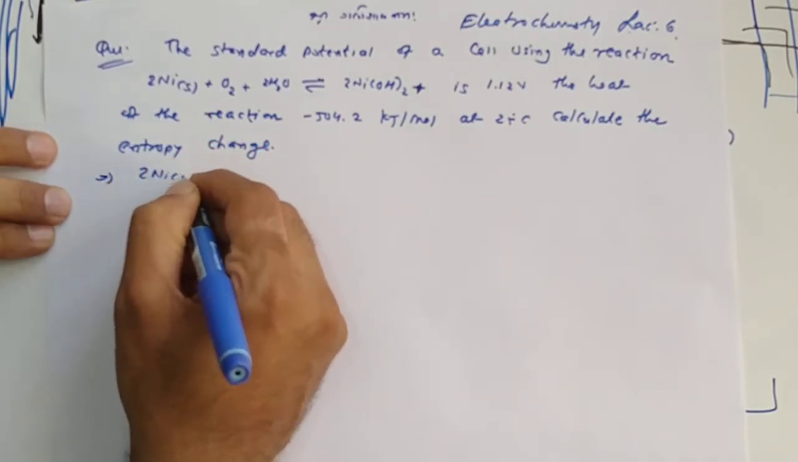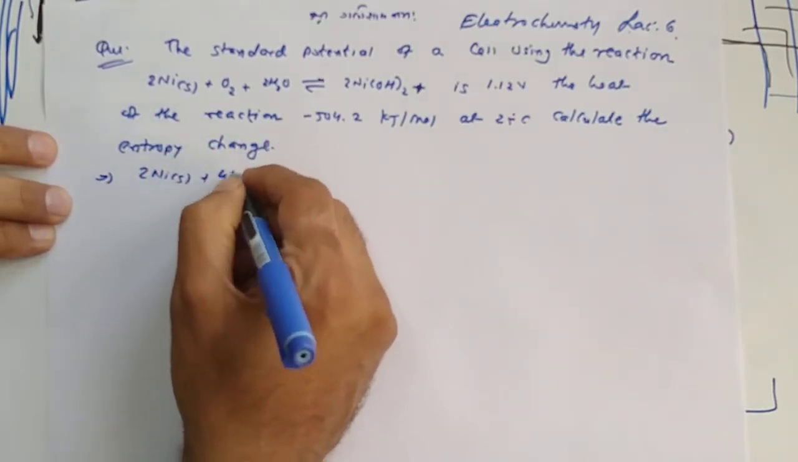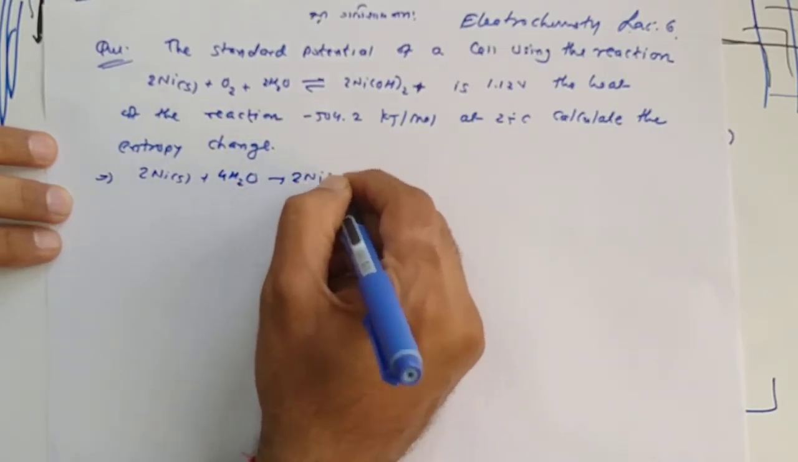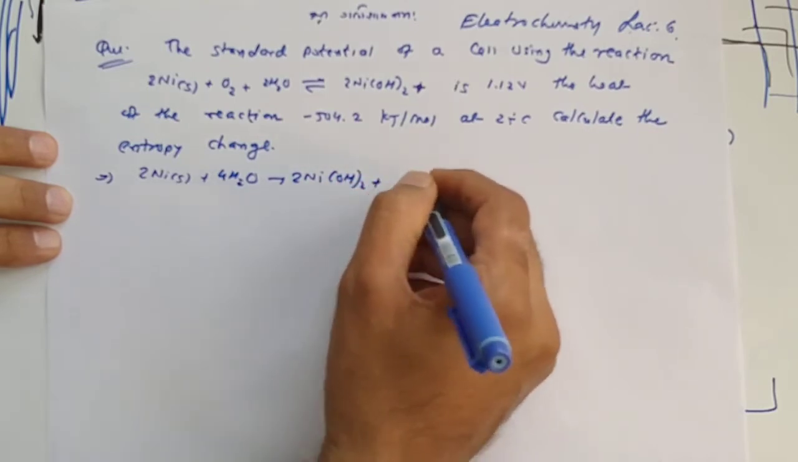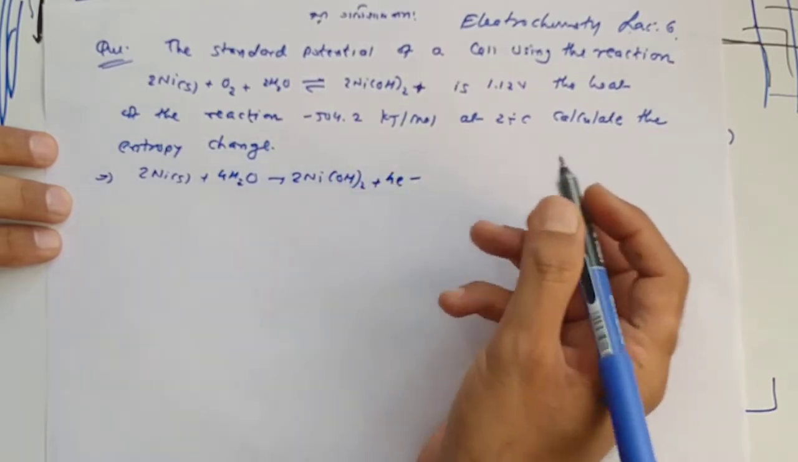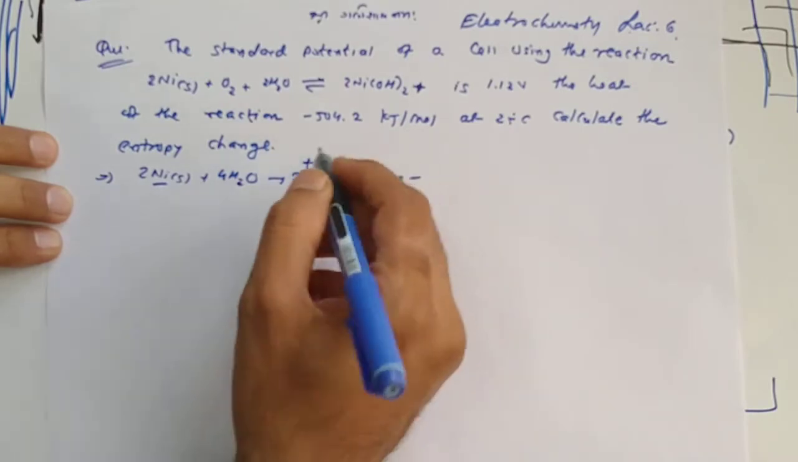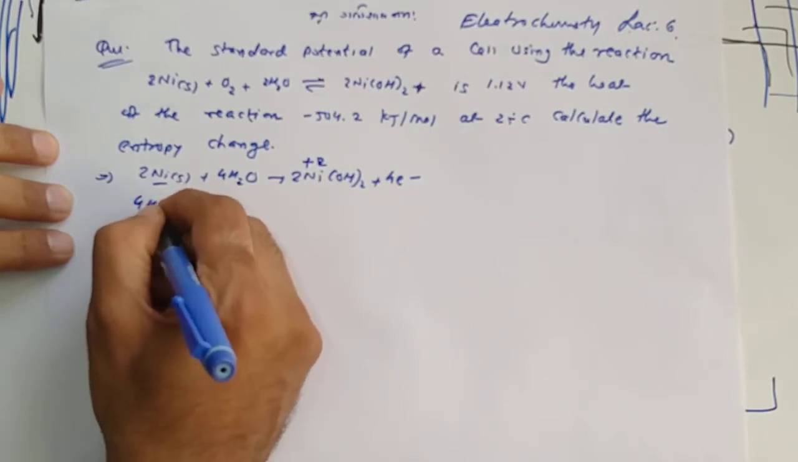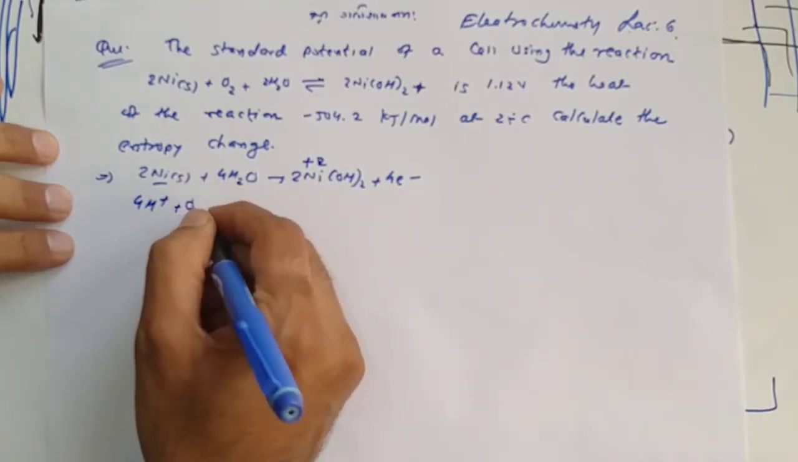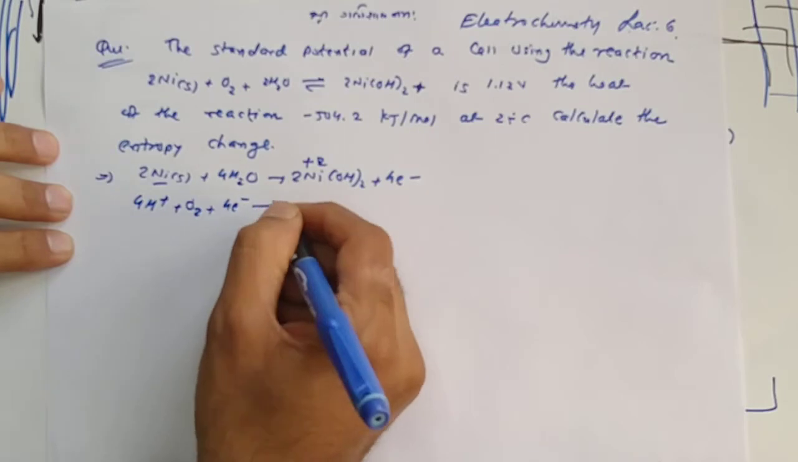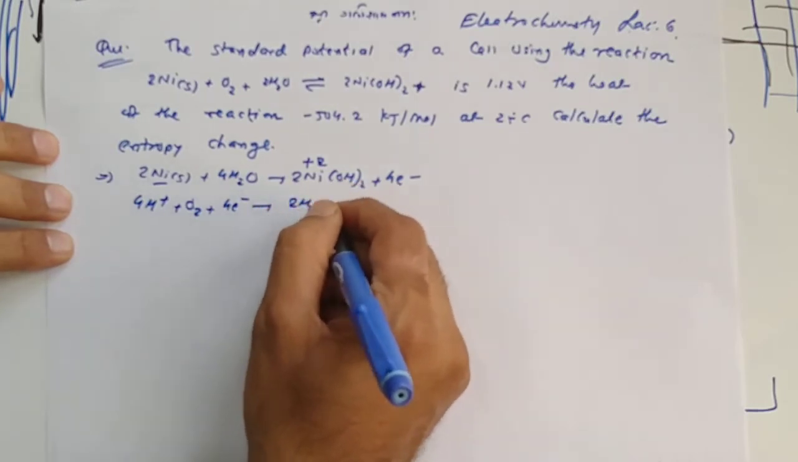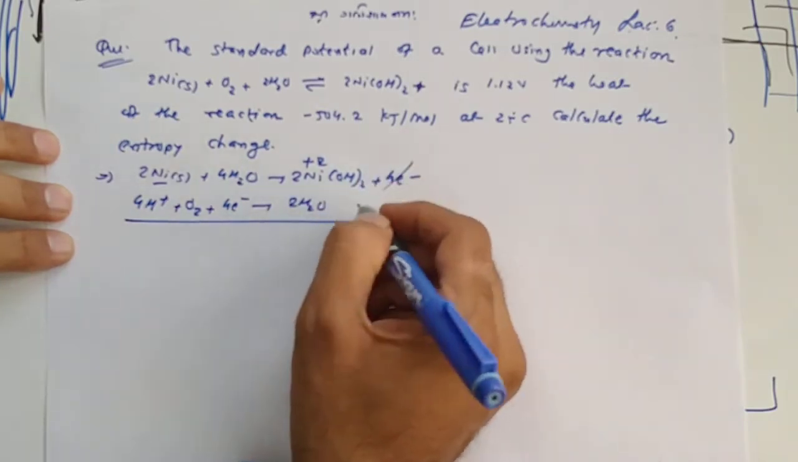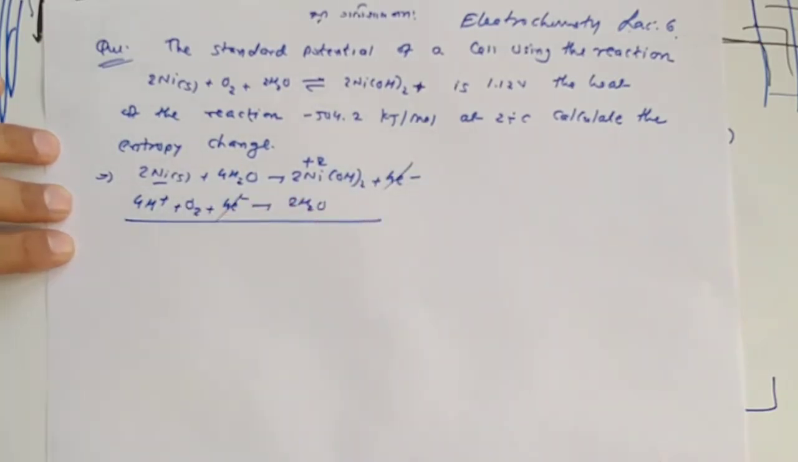2 Ni solid plus 4H2O gives 2 Ni(OH)2 and releasing of 4 electrons. Why? 1 nickel loses 2 electrons, so 2 nickel loses 4 electrons, and on cathode 4H plus, O2, 4 electrons gives 2 H2O. Understood? Here the change in electrons during the reaction is 4.